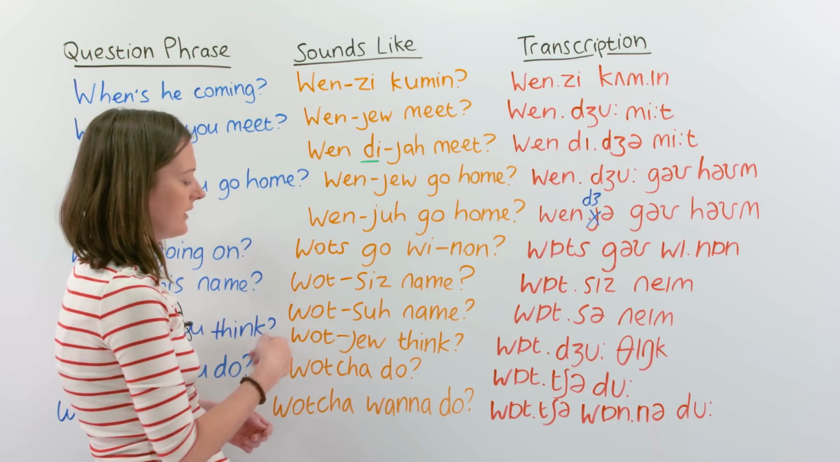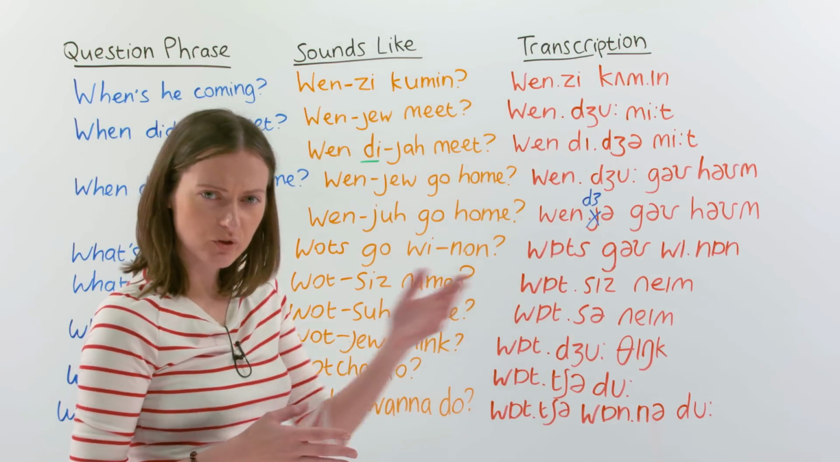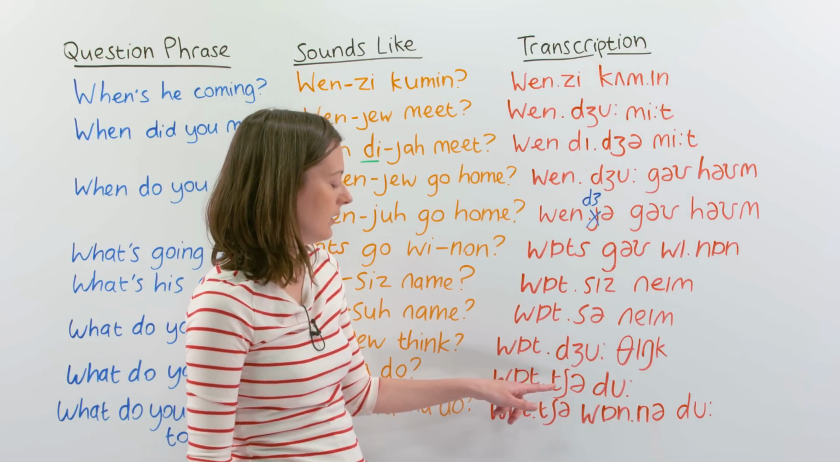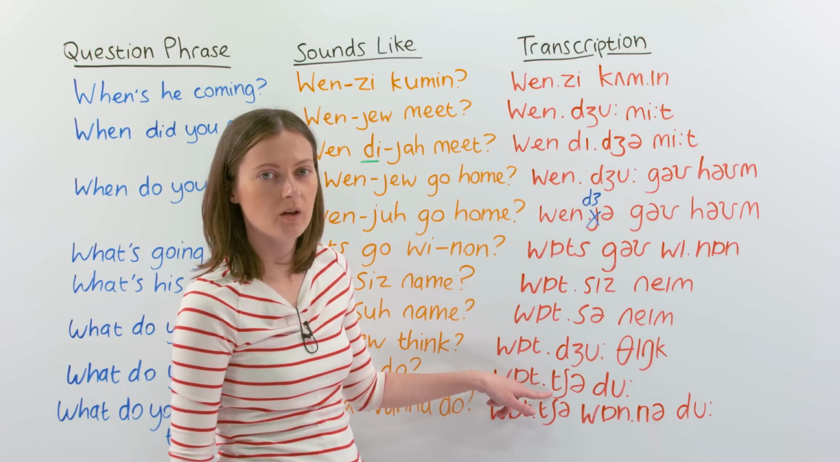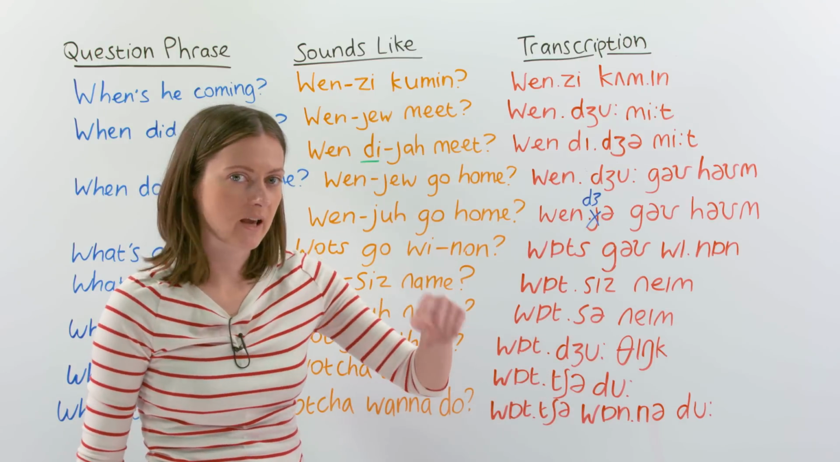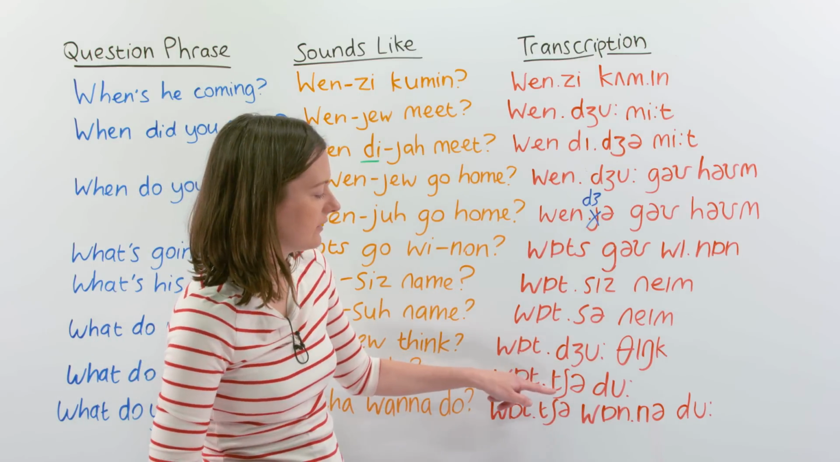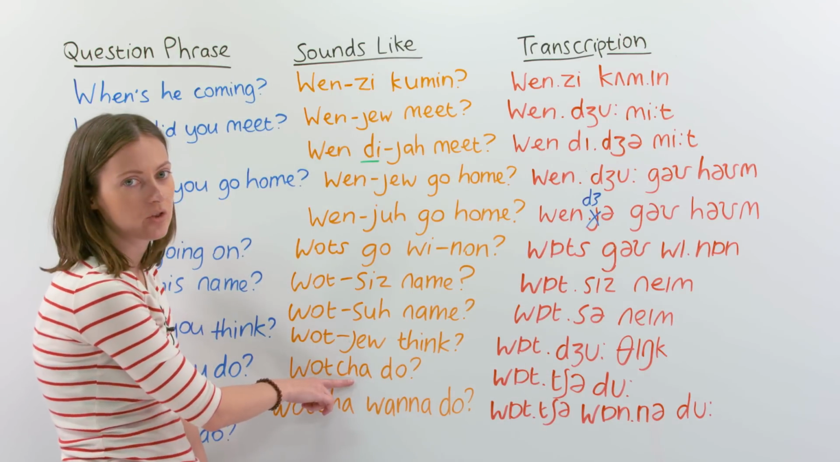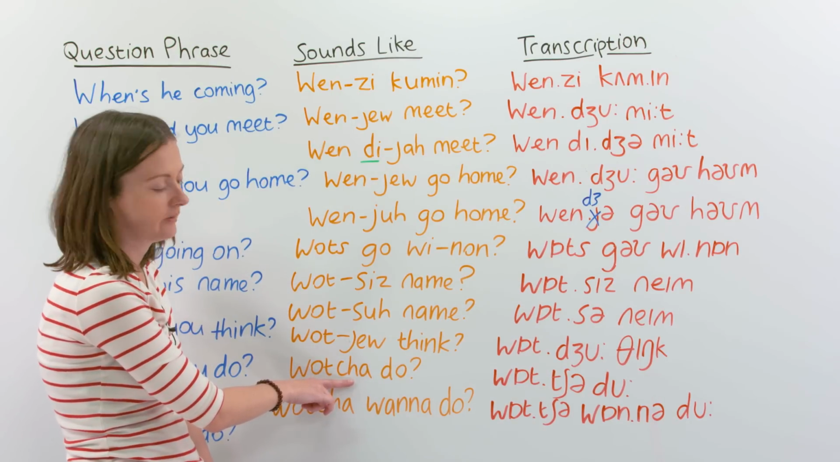What you do? Well, that didn't sound right. What you do? Ch, ch, ch. This T and that shape are together, and that's one phoneme, and that represents the ch sound.